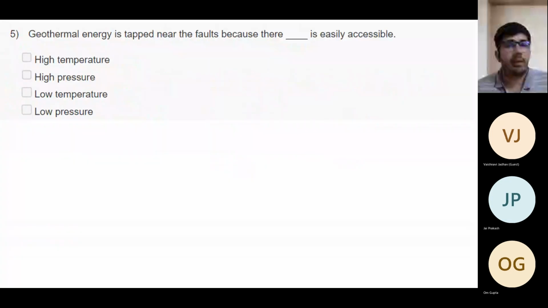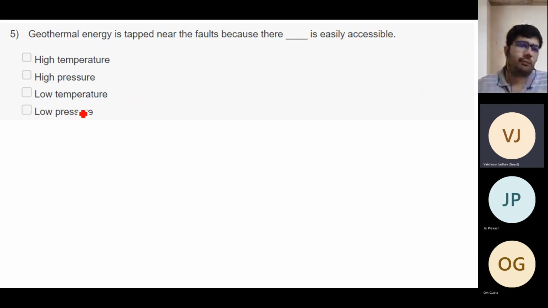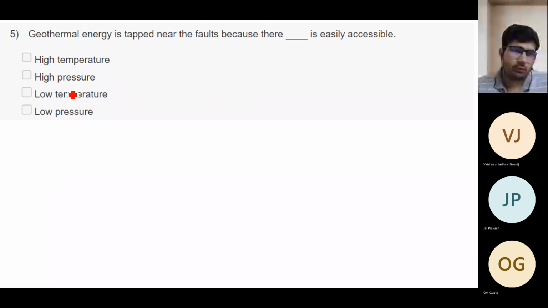Question number 5. Geothermal energy is tapped near the faults because their space is easily accessible. So what is the answer? High temperature, high pressure, low temperature, low pressure. High temperature. Okay, high temperature. So anyone just tell me what is the basic principle of geothermal energy? What do we generally use in geothermal energy? What is the basic principle?